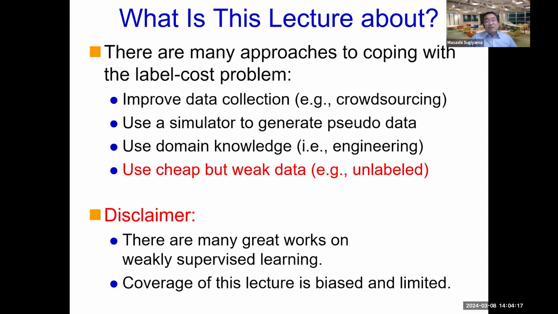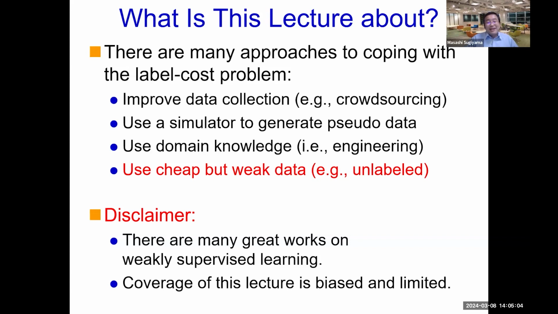And there are many approaches to coping with the high label cost problem. Maybe a natural thing is to improve the data collection process, for example, by using crowdsourcing. We ask crowd workers on the web and obtain reasonable labels at low cost. But often this approach provides really noisy labels, and handling noise is a big issue here. Another approach is to use a simulator to generate pseudo data. This is often possible in physics problems like earthquake analysis, or driving simulators can also be used. But such a simulator is not always available.